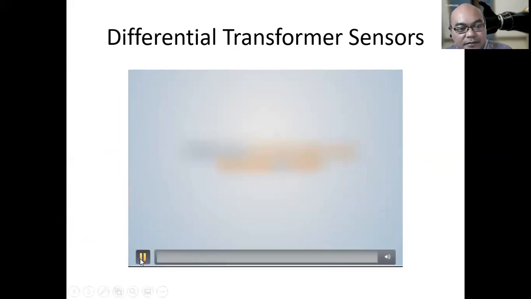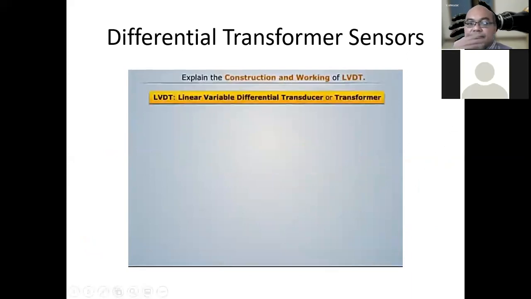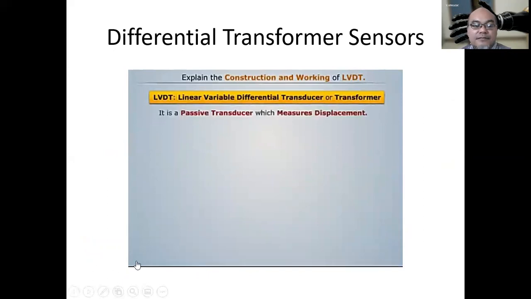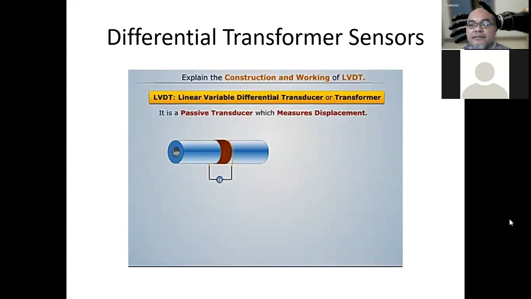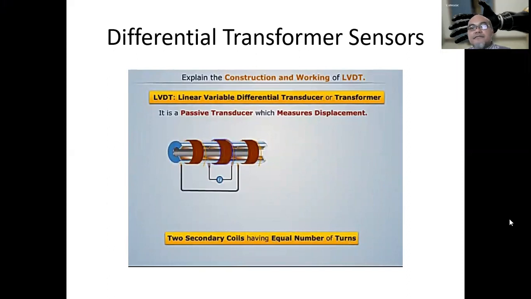Explain the construction and working of LVDT. LVDT is also known as Linear Variable Differential Transducer or Transformer. It is a passive transducer which measures displacement. It consists of a primary coil wound on a hollow cylindrical rod and is connected to the AC source. It also consists of two secondary coils having an equal number of turns, wound on a hollow cylinder at equal distance on either side of the primary coil.